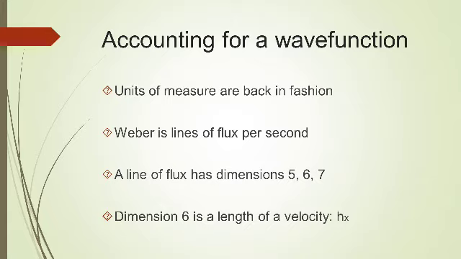And then a line of flux is using dimensions 5, 6, and 7 in the new accounting system that I've proposed. For example, dimension number 6 is a length of a velocity, hx. So in other words, hx is one dimension, and it has units of velocity. And in an atom, there's a length of this, a certain number of meters of this velocity. And that is part of a bond.